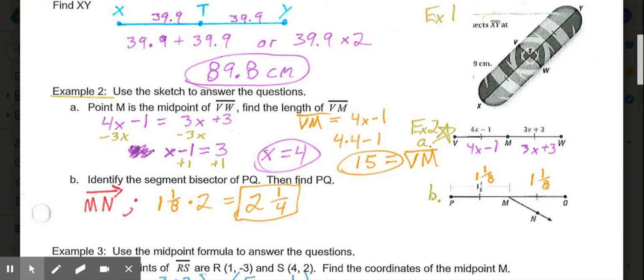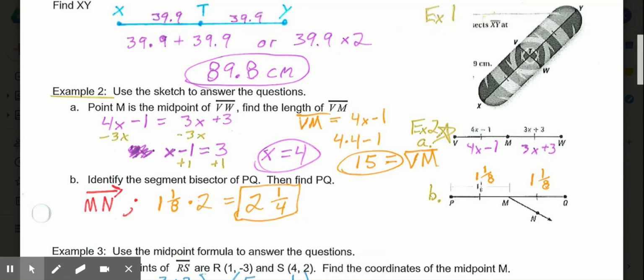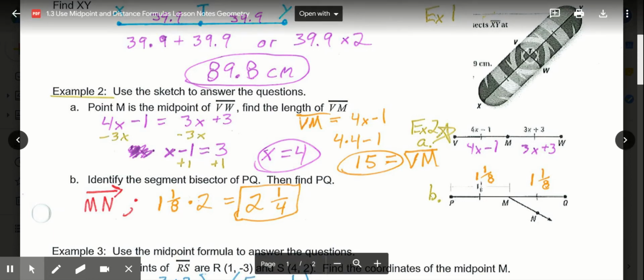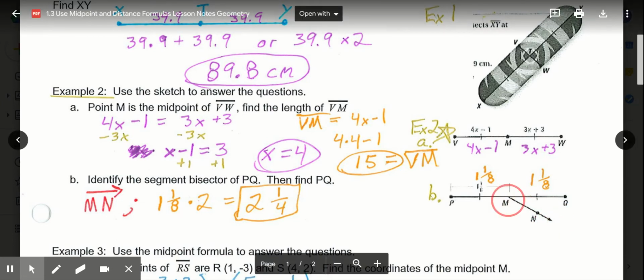Then, in example B. Example B is asking us to do two different things based on this diagram over here. First, it's asking us to identify the segment bisector of PQ. So the way I know PQ is being bisected, hash mark here and hash mark here means PM is congruent to MQ. So what is bisecting it would be ray MN. Endpoint at M going toward N, so we would have to write that as ray MN.